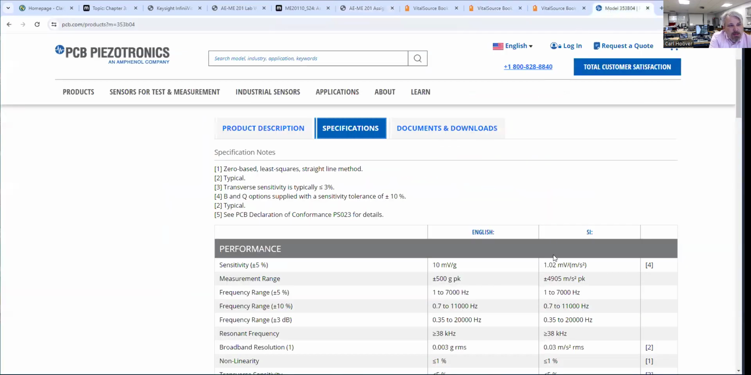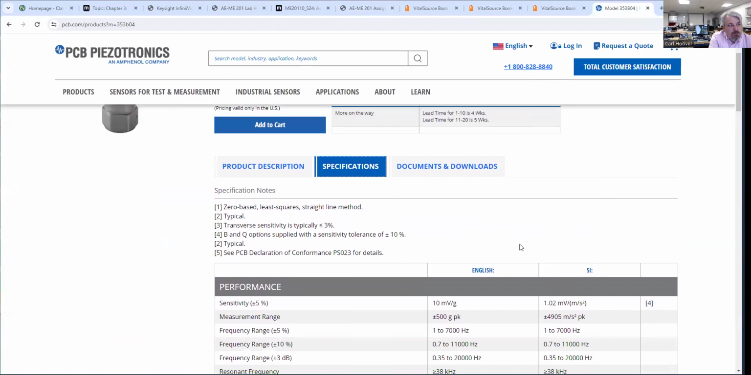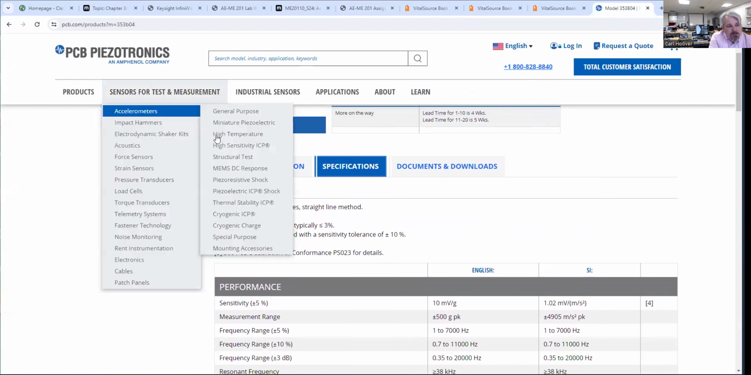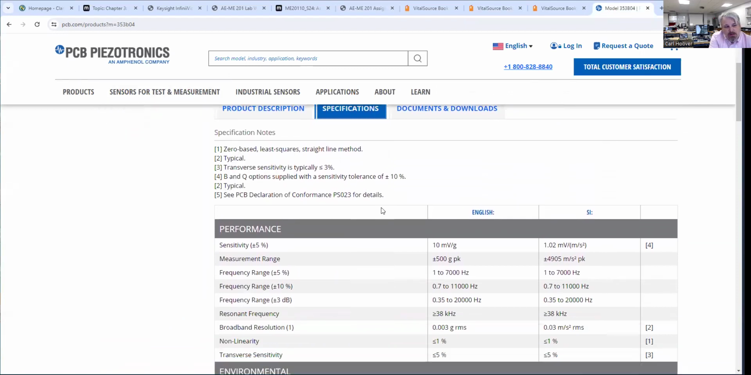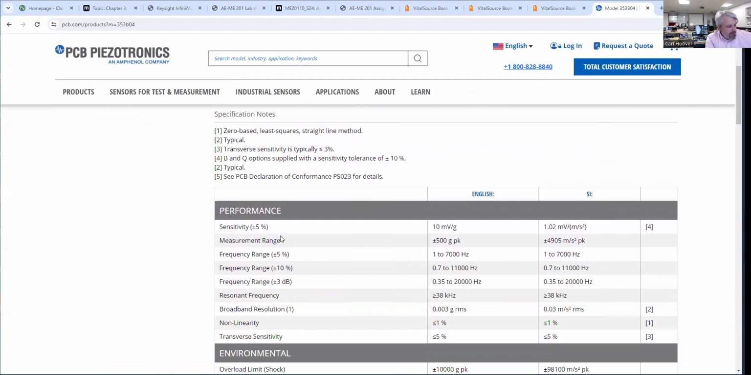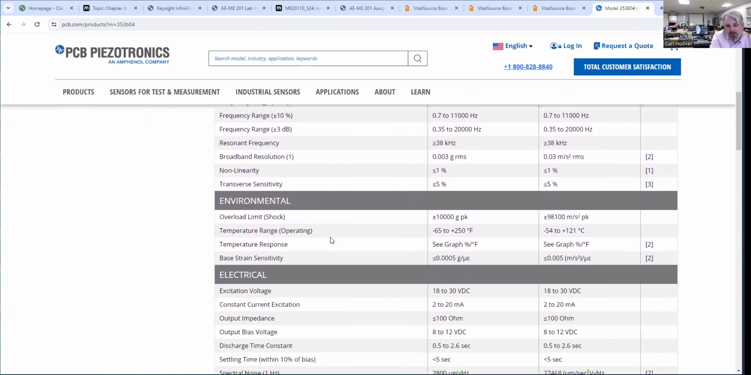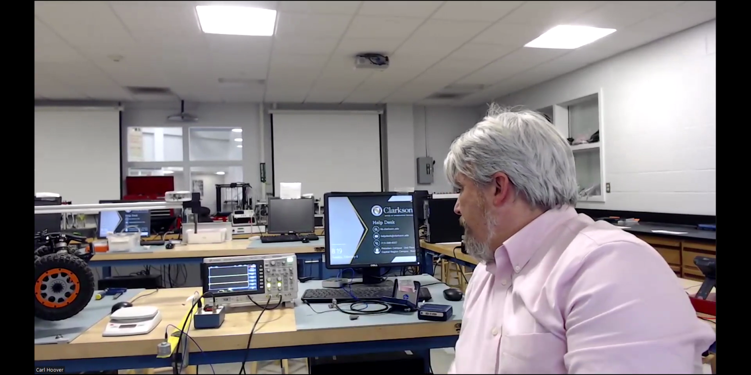The accelerometer that we have is from PCB Electronics, and it has specs that you can find online, including sensitivity, range, frequency response, and even physical properties as well. So the basic setup is going to be best shown if I can get the camera focused on this. So we'll stop sharing here. You can see I have some components.